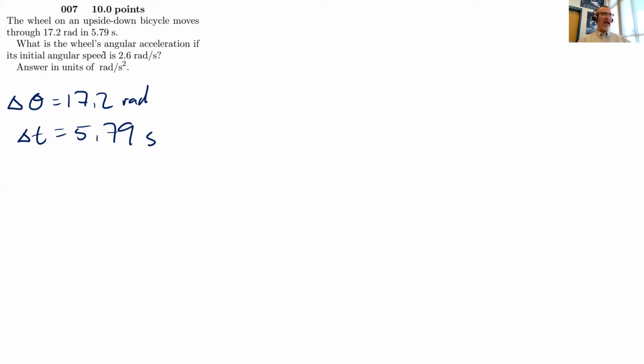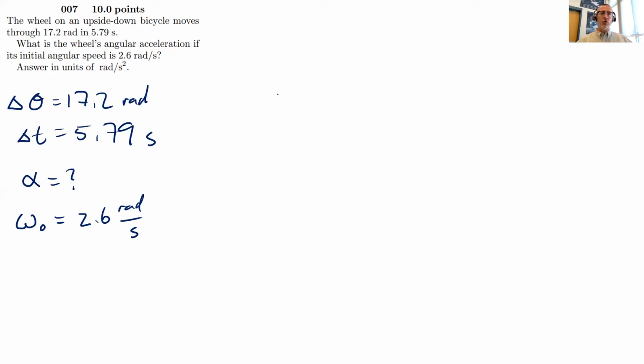I'm looking for the wheel's angular acceleration, so I'm looking for my alpha if its initial angular speed is 2.6 radians per second. So I know that my initial angular speed is going to be 2.6 radians per second. Now, I know it would be tempting to look at the 17.2 radians in 5.79 seconds and say, oh, that's going to be my angular velocity. Maybe that's my final angular velocity, but that's not the case. So this is my displacement. That's my time. There's my alpha, and there's my initial angular velocity.